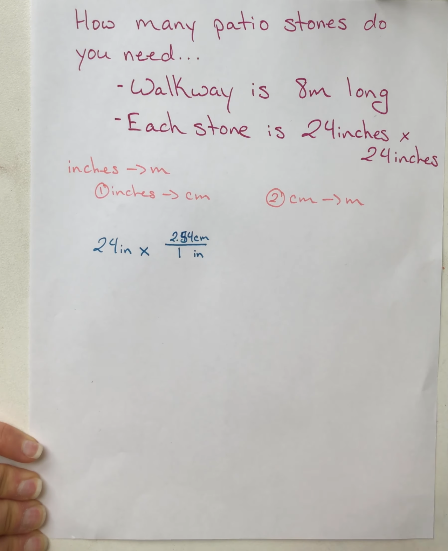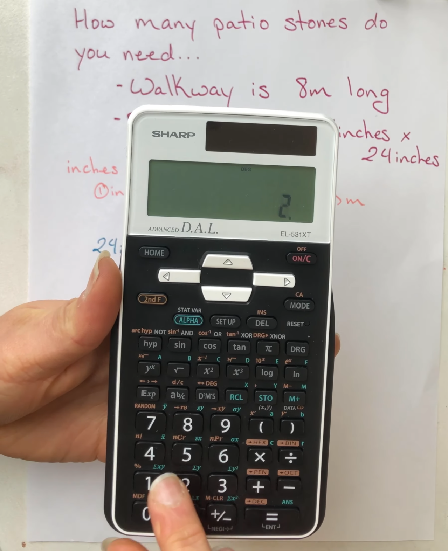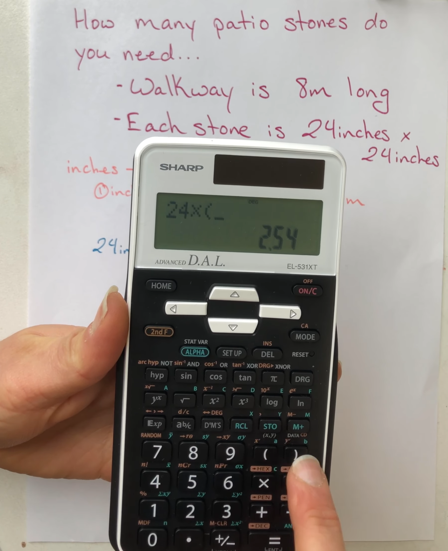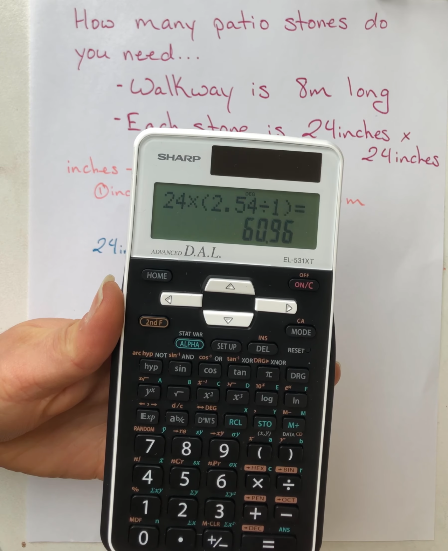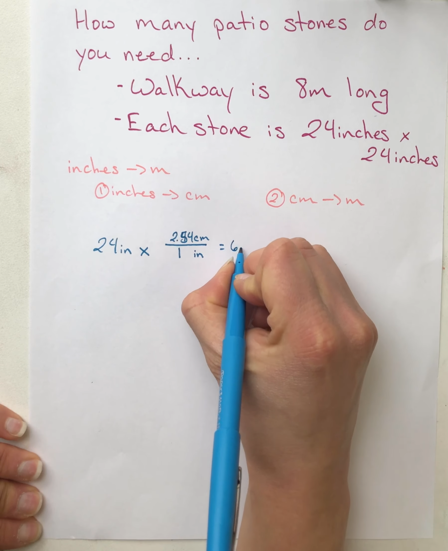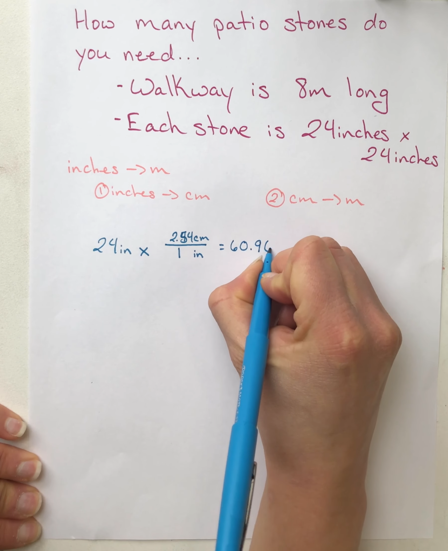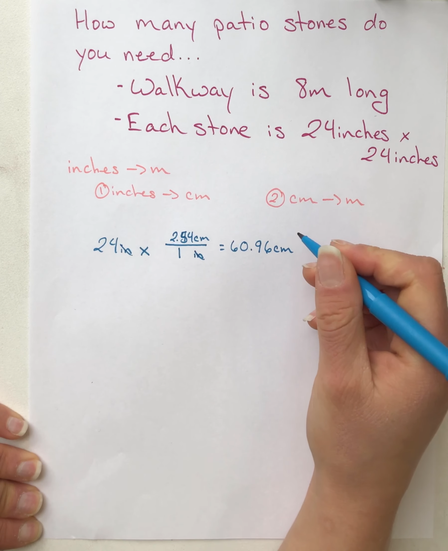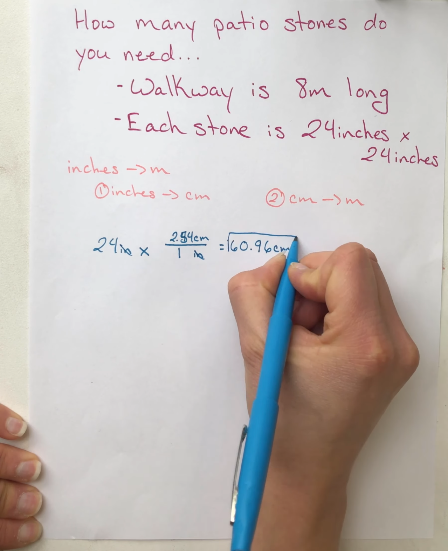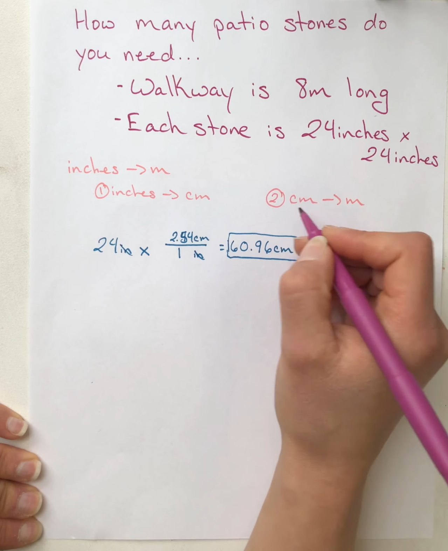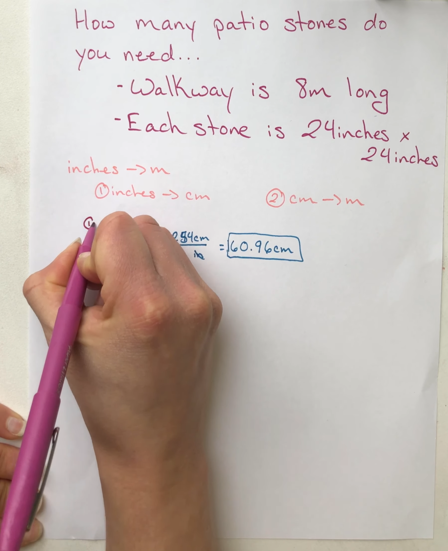Then I'm going to put that in my calculator. So 24 times, in brackets, 2.54 divided by 1, and I get 60.96. I'm going to write 60.96, because the inches crossed out, I have centimeters left over. So we've now gone from inches to centimeters. We've done our first step. And then our second step is to do centimeters to meters.